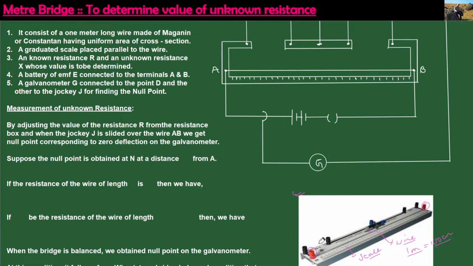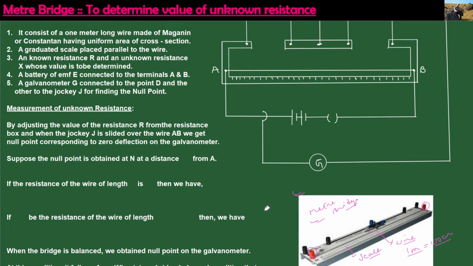And we have these gaps where we can fit electrical appliances such as a galvanometer, and also we can fit a resistance box and an unknown resistance wire. So this is the meter bridge, which is a practical form of the Wheatstone bridge principle.